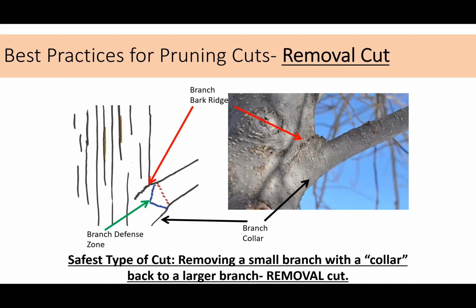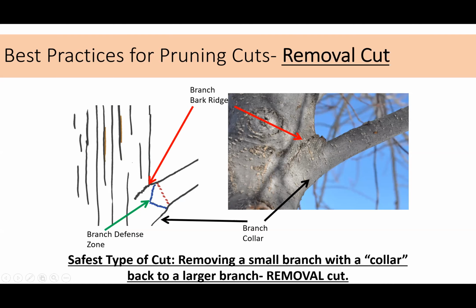So keeping that in mind, there are really only 3 types of correct pruning cuts, and we're going to go through them. The first one that I'm going to talk about is the safest sort of pruning cut. It's called a removal cut. A removal cut is simply where we remove a small branch, like this branch here that my cursor's over, back to a larger branch.